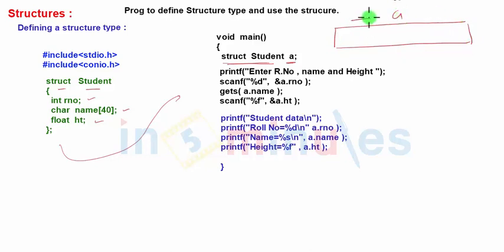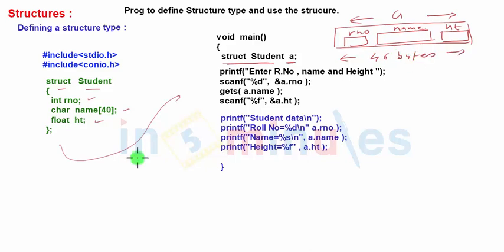So A is a structure having a 2 byte RNO variable for holding roll number, 40 bytes of char array to hold the name of a student, and it has a 4 byte HT variable to hold the height of the student. So obviously it has in all 46 bytes of memory.